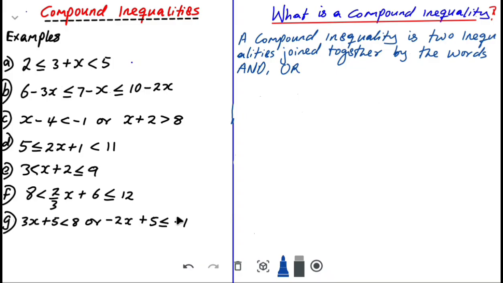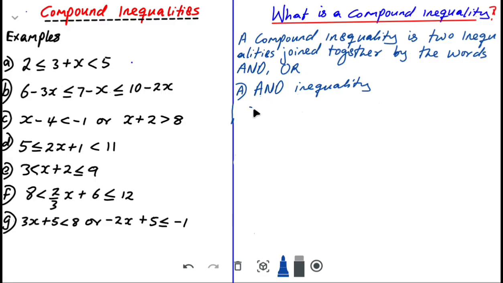So in today's class, we're going to talk about compound inequalities. So what is a compound inequality? A compound inequality is two inequalities joined together by the words and, or or. Now, for an inequality with the word and, both conditions of such inequality must be the same. Both conditions must be the same.